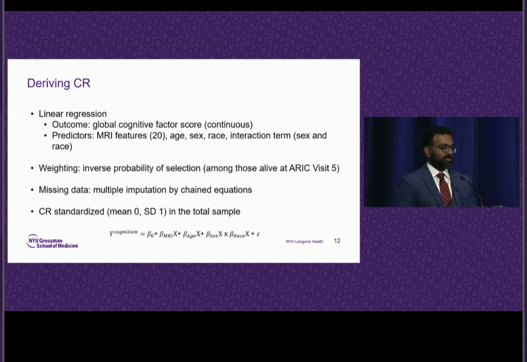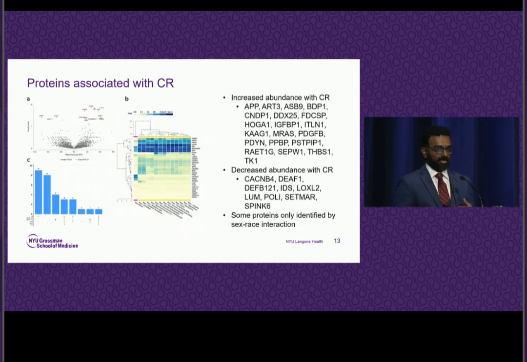When deriving cognitive resilience, again, we use linear regression. We get the residuals from there. We did some weighting based on the design of the ARIC study, imputed data that were missing on the clinical side, and then standardized cognitive resilience. And then we used regression to identify proteins that were associated with cognitive resilience. Ultimately, we identified 30 proteins, most of which were positively associated with cognitive resilience, and a subset that were negatively associated with cognitive resilience.